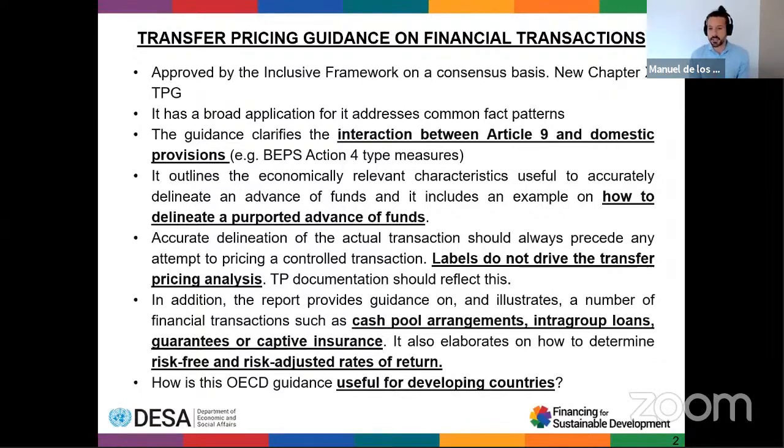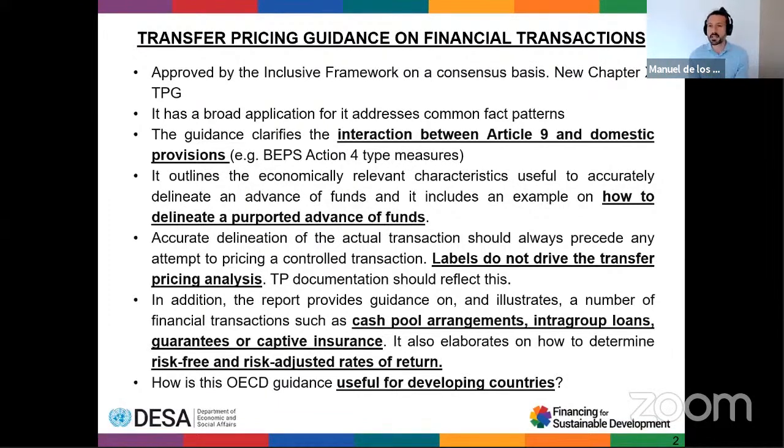The accurate delineation of the actual transaction is key in order to get things right before trying to price any controlled transaction. And obviously, the process of delineating the transaction should be properly included in the transfer pricing documentation to provide comfort to tax administrations on how the taxpayer has reached a given transfer pricing position.